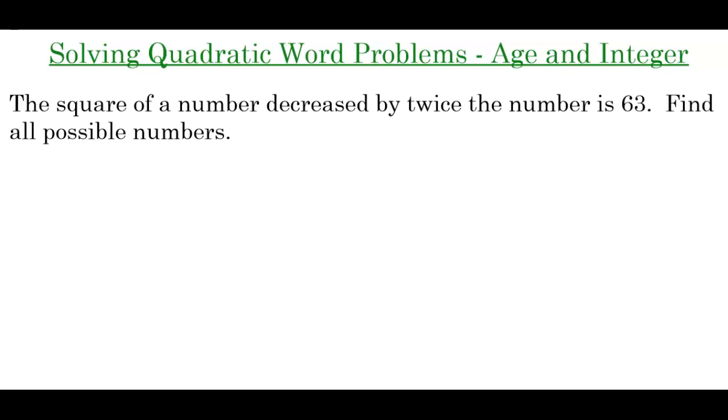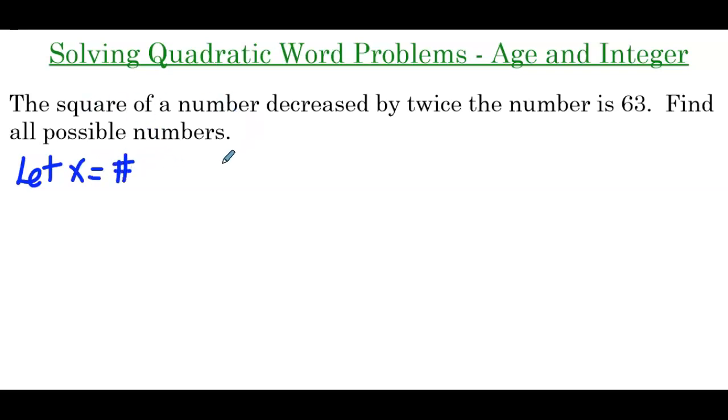Hey everyone, in this video we'll be solving quadratic word problems that involve age and integers. Our first example: the square of a number decreased by twice the number is 63. Find all possible numbers. So we'll start with our let statement. We'll let x be equal to the number.